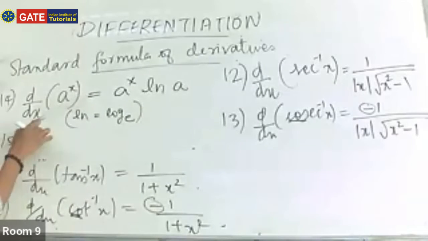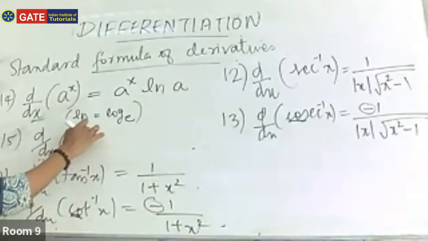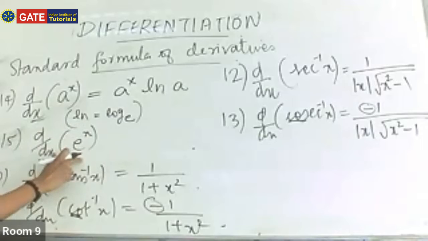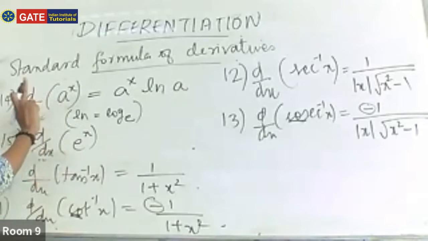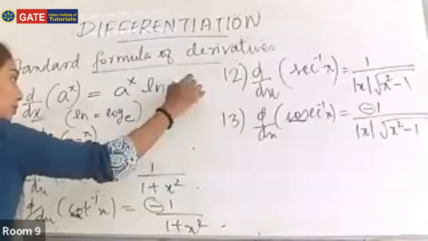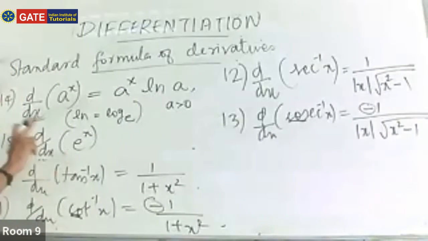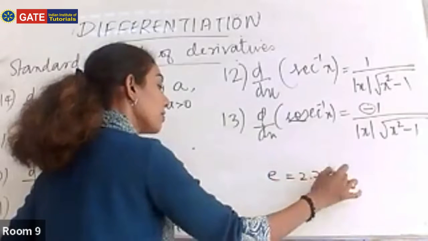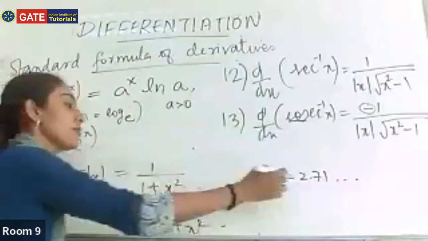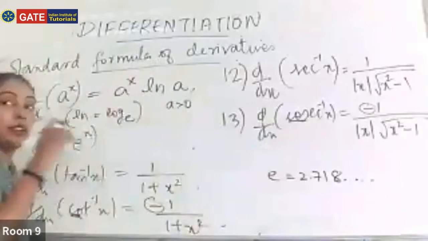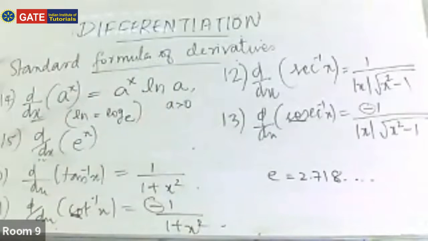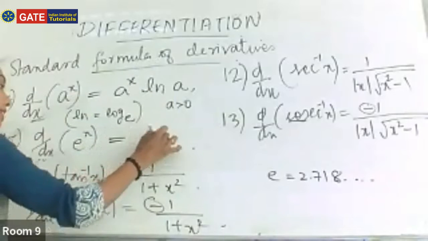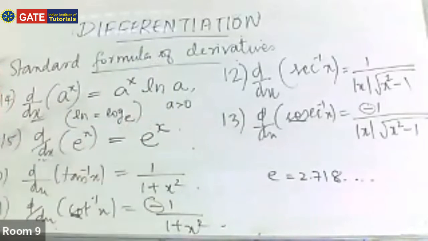Then derivative of e to the power x. E is actually a constant. Here a is there, that a is greater than 0. Okay, and e, you know what is the value of e? E is an irrational number and its value is like 2.71 something something. 2.718, like that it continues. It is an irrational number. And what will be its derivative? It is e to the power x itself.